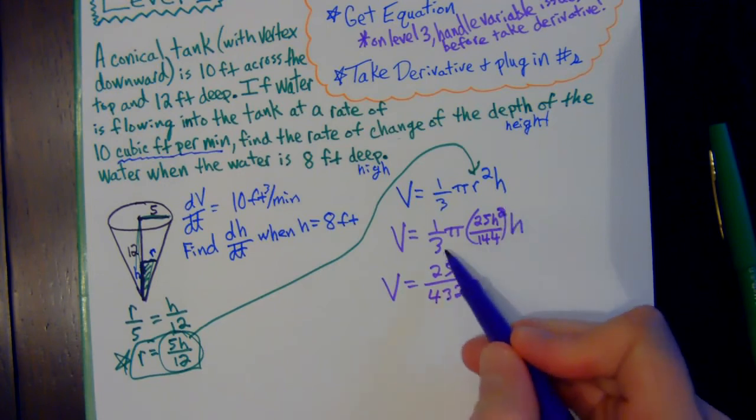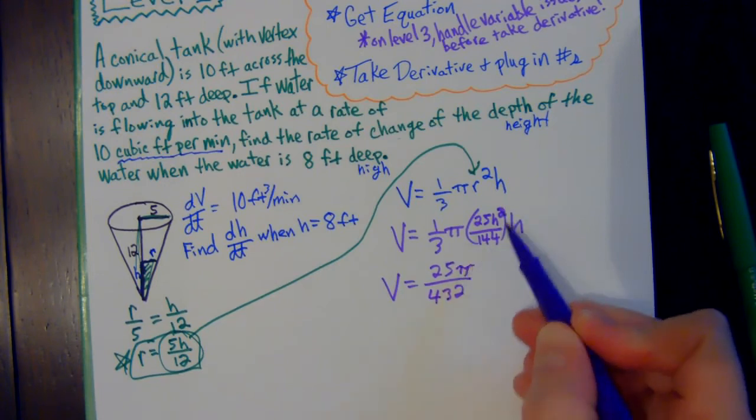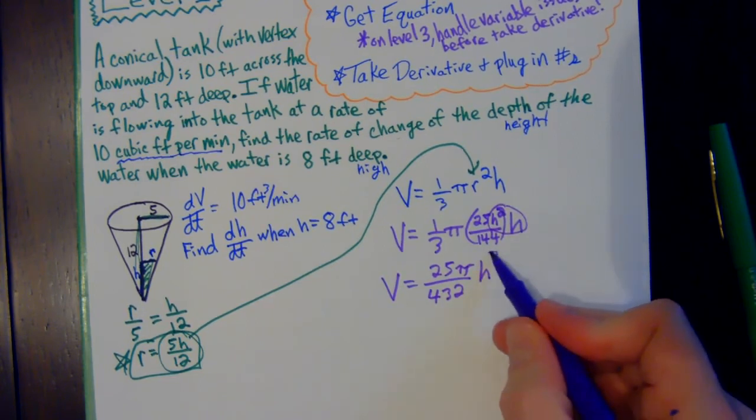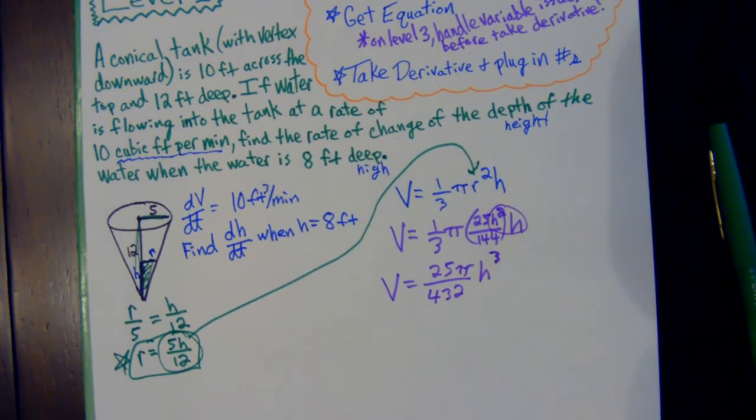You have the pi still there. And then you have h squared times h, so you got an h cubed right there. So you have a number times h cubed. That's like a number times x cubed where you could take an easy derivative. So make it look like that first before you get all crazy with it.